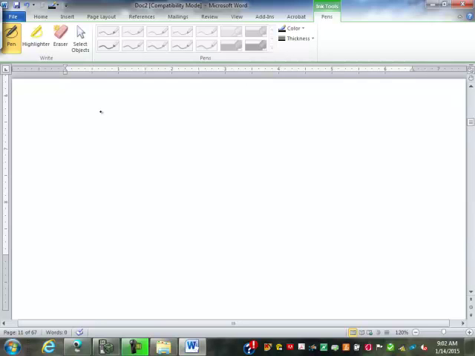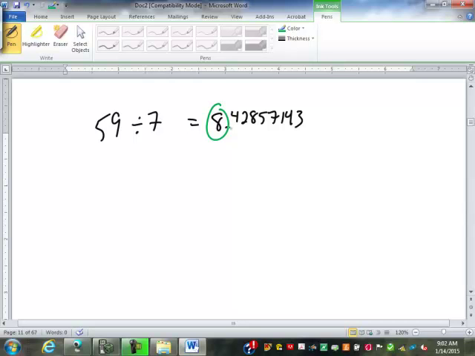Let's say you have 59 divided by 7. You punch that in your calculator, and it's going to give you something like 8.42857143 approximately. Don't worry, it's not contagious. What that's telling you is it goes in there 8 times, but you have to figure out what the remainder is. So now you have to work this backwards. You're going to take the 8 times the 7, which is 56. 56 and 59, there's a difference of 3.